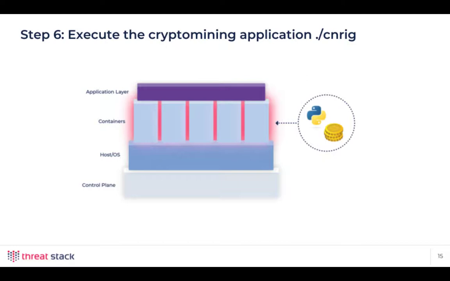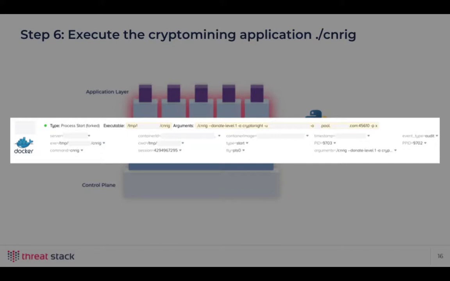./CNRig, which in Linux parlance is execute. It's basically the same thing as double-clicking on an exe in Windows. And in this case, you'll see there's a lot of flags on this. You've got his donate level, the type of currency he's using, his email. We saw his email, and the pool he was using and the port.